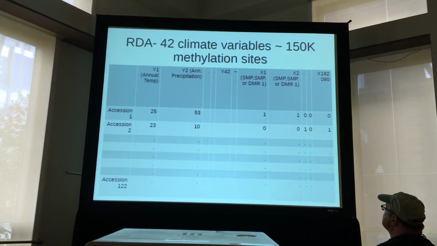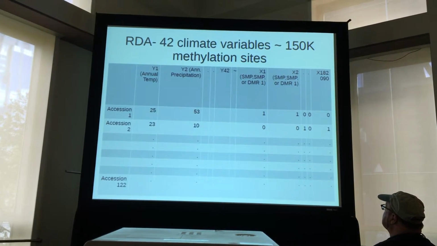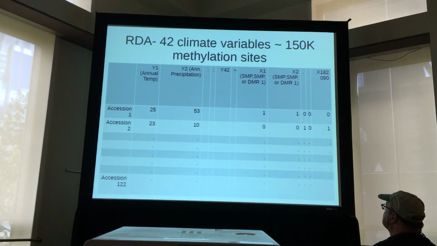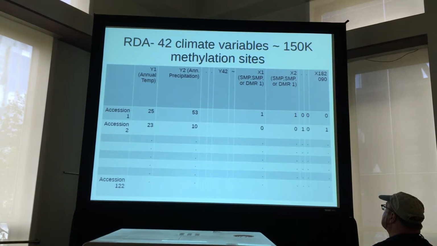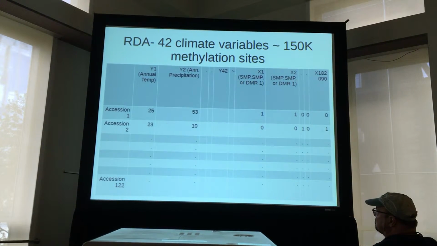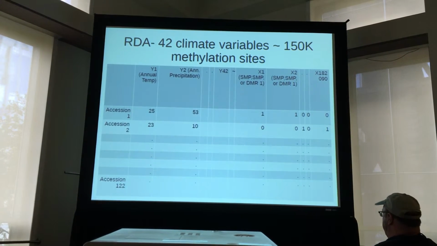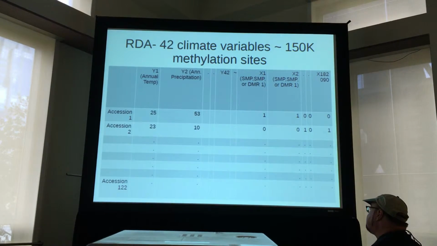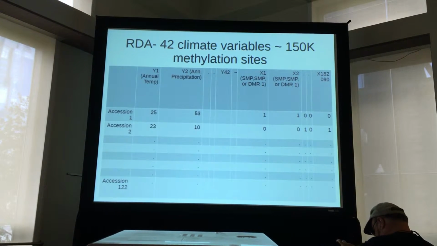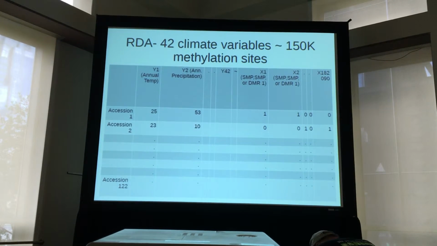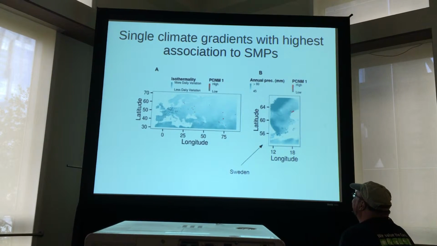So this is just a visualization of what I was talking about. You have all these different accessions, 122 or 148 depending on the data set, and then you have your Y variables like annual temperature, precipitation, broken down by month, or some other combinations of them. We ended up using 42 different ones in this, and then you have the genetics. So we did genetic and methylation genomes. It was about 150,000 sites, depending on the data set. And then some magic happens.